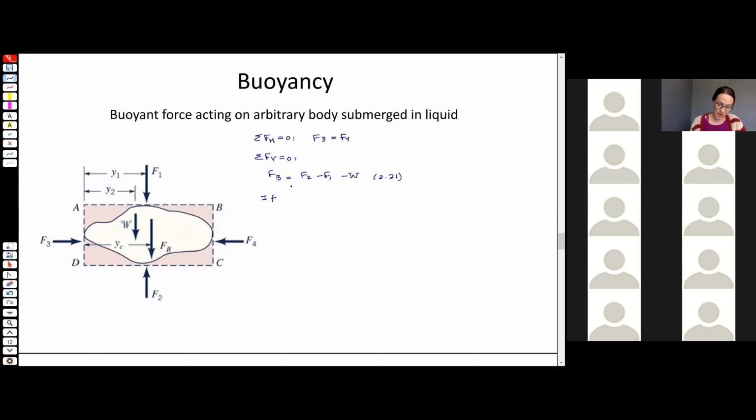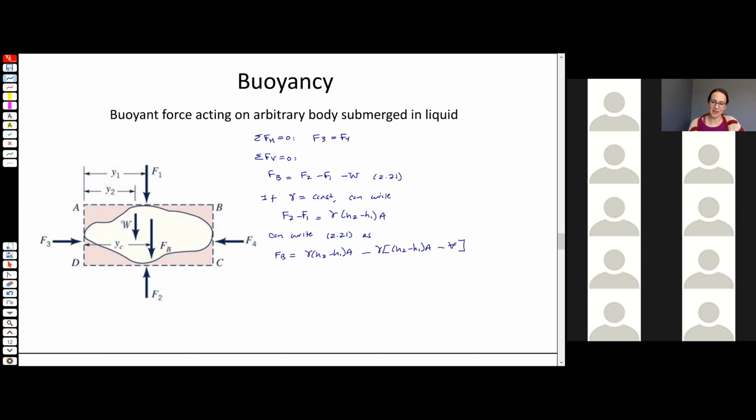If the specific weight is constant, we can write the following, that F2 minus F1 is equal to gamma of the fluid times H2 minus H1. Remember, that's the depth of the bottom surface of the parallelepiped minus the depth of the top surface, times A. And we can write 221 like this: FB equals gamma times (H2 minus H1) A, minus gamma times the volume.